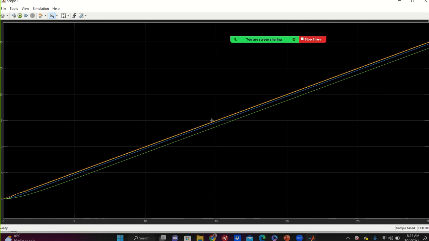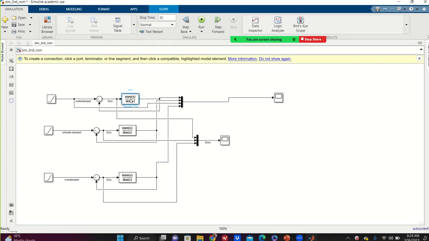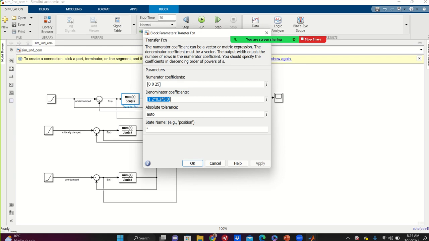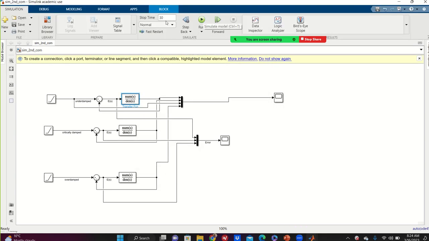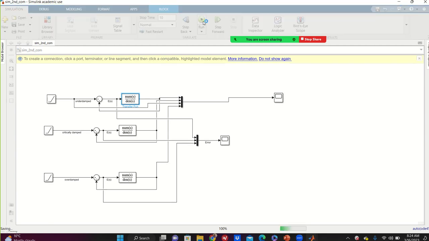Because when I'm increasing the zeta, the error signal increases, right? 2 zeta over omega, the steady state error signal. Now if I want to make it more visible, I'm going to decrease the damped natural frequency to a much lower value. Okay, underdamped system, and you're going to see much more oscillation. I'm going to make it 10 seconds.